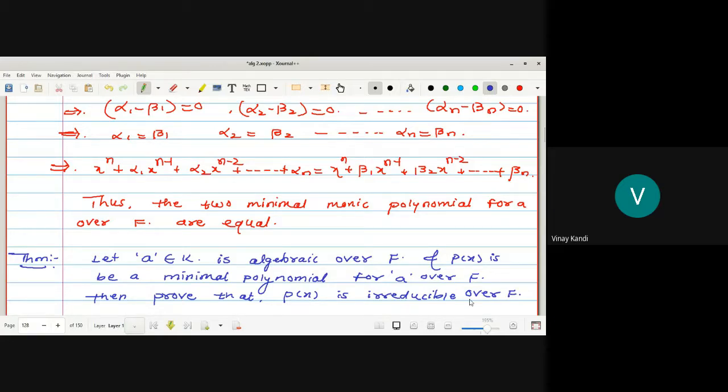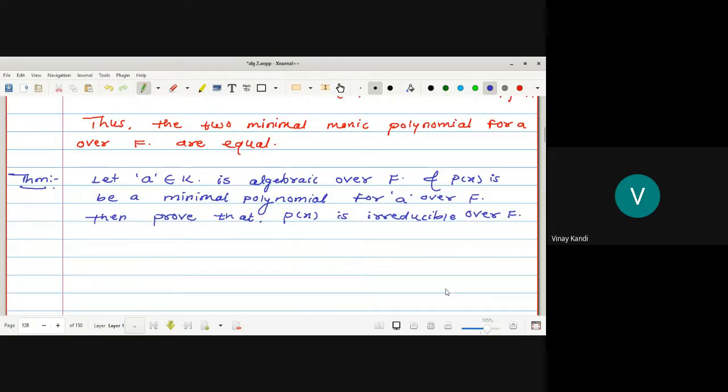The theorem says that a belonging to K is an algebraic element over F, and p(x) is the minimal polynomial. That means the lowest degree polynomial satisfied by a, that is p(a) is equal to 0. Then we have to prove that p(x) is irreducible over F.